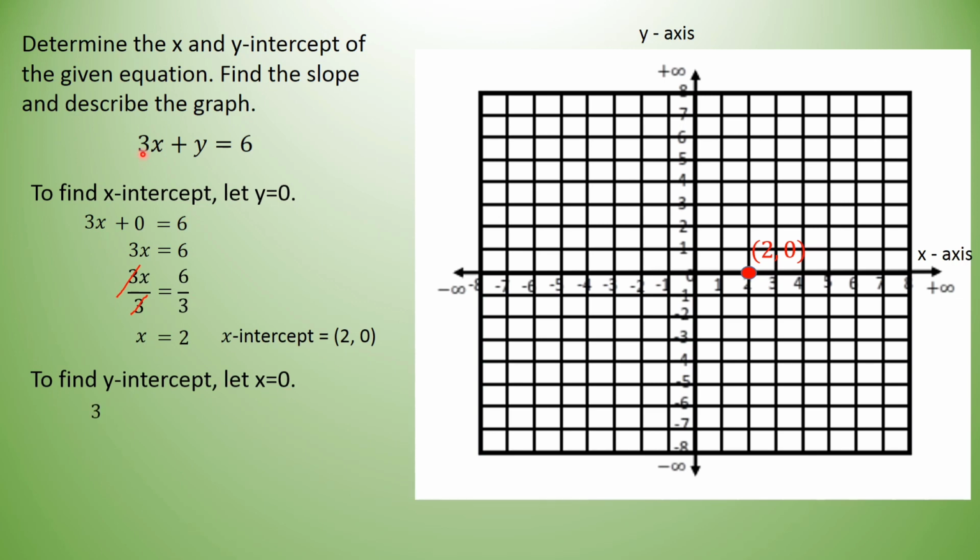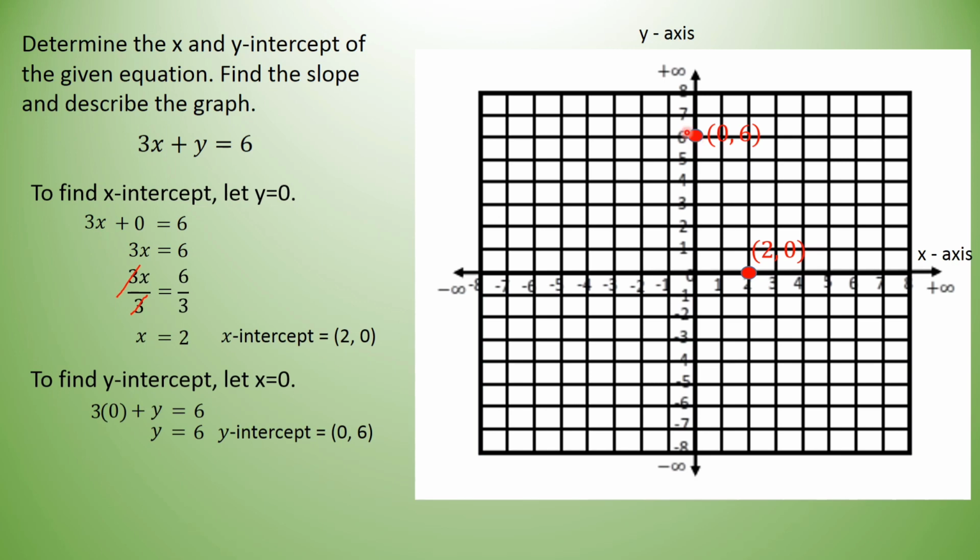So, copy from the original equation, and then x will be replaced by 0. So, that is equal to 3 times 0 plus y equals 6. Next, 3 times 0 is equal to 0. So, we only have here the variable y, and then copy equals 6. So, it means that our y-intercept is (0, 6). The value of x is 0 and y is 6. So, if we're going to plot this, (0, 6) is in our y-axis.